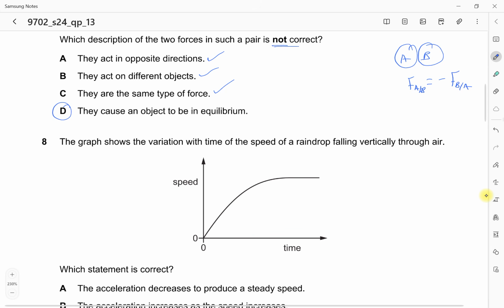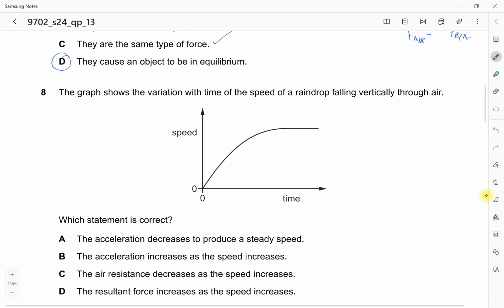The graph shows the variation with the time of the speed of a raindrop falling vertically through air. What statement is correct? So remember, in the speed-time graph or the velocity-time graph, the gradient equals the acceleration. Because the line is becoming horizontal, we see that the acceleration is decreasing, and at this point where we have reached terminal velocity, the acceleration is zero when the line becomes horizontal.